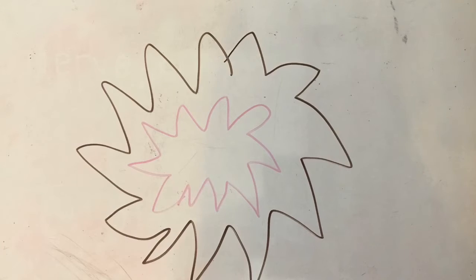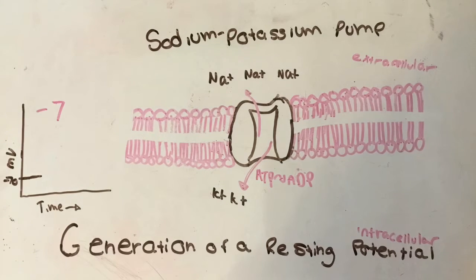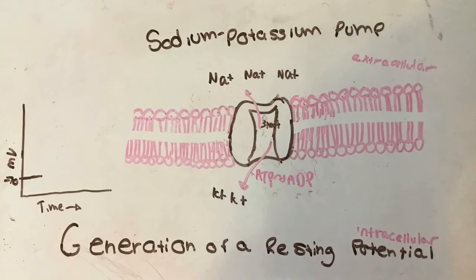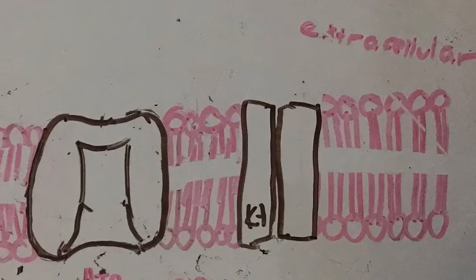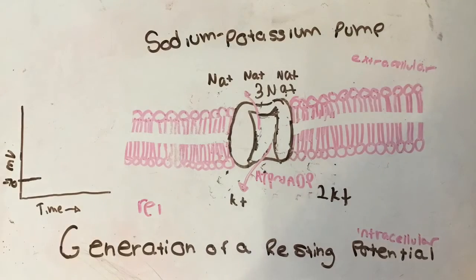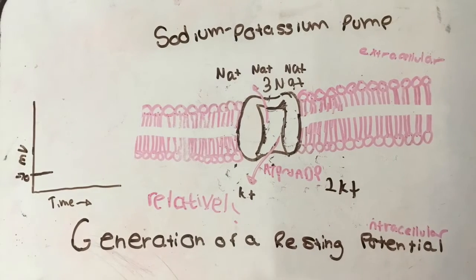The sodium-potassium pump maintains the electrochemical gradient at the resting potential of -70 millivolts. This is a transmembrane protein that uses active transport to exchange sodium and potassium ions across the membrane. For every 3 sodium ions that it expels, it takes in 2 potassium ions. Some of the potassium ions will leak out of the cell. The inside of the membrane is relatively negative when compared to the outside, because -70 millivolts is the resting potential.